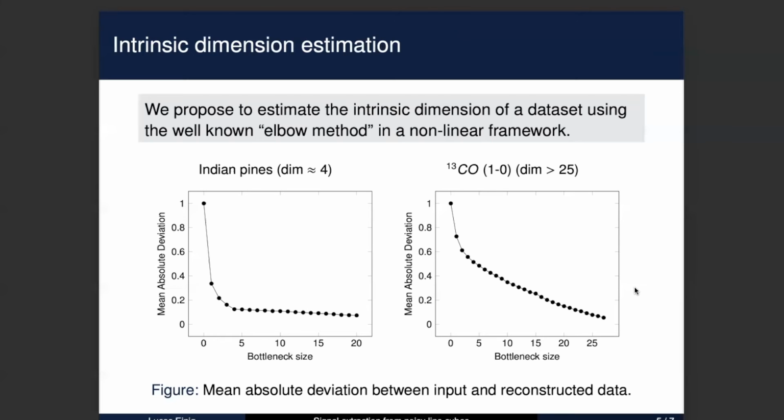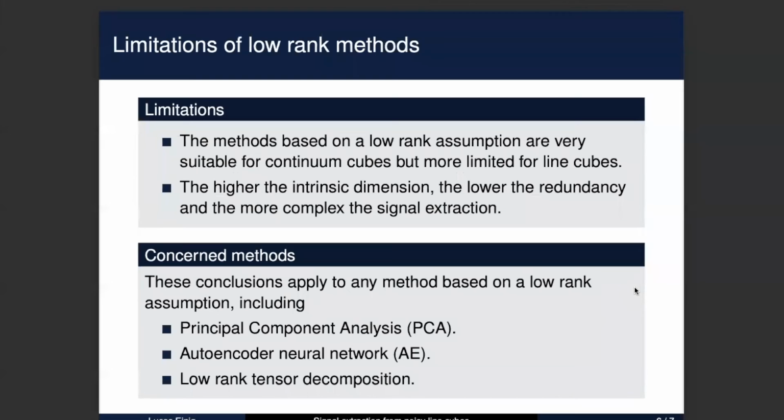And in fact, it does not have this kind of elbow, which means that the intrinsic dimension of the signal is close to the extrinsic dimension, which can be interpreted as saying that there are not a lot of redundancies in the signal, and it will be complicated to encode the signal. So we have a lot of limitation, because this kind of assumption is really useful for continuum cubes, but it's not the case for line cubes. And remember that the higher the intrinsic dimension is, the more complex is the signal extraction, because it means that there are not a lot of redundancies in the signal.